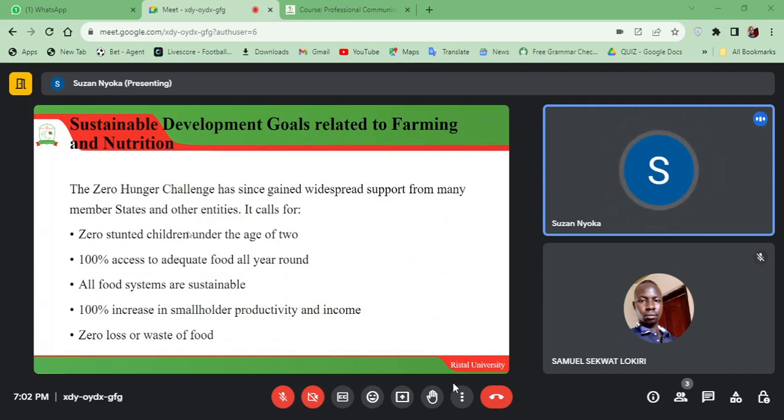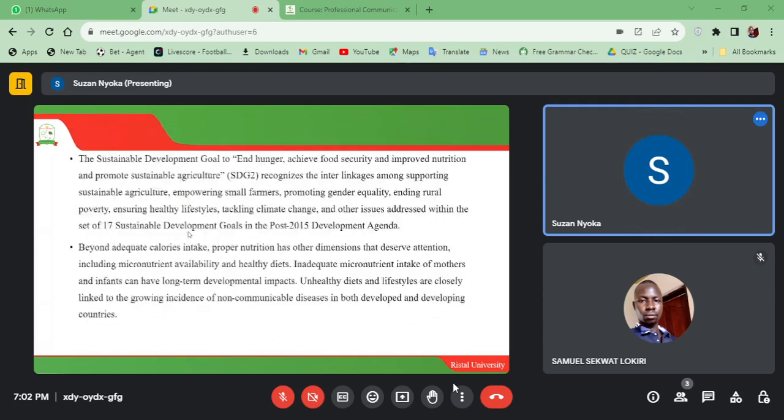Our SDG is looking at the sustainable development goal to end hunger, achieve food security, and improve nutrition, with linkages among supporting sustainable agriculture, empowering small farmers, promoting gender equality, and ending rural poverty. Other issues addressed within the set of 17 sustainable development goals in the 2030 development agenda deserve attention, including micronutrient availability and healthy diets.